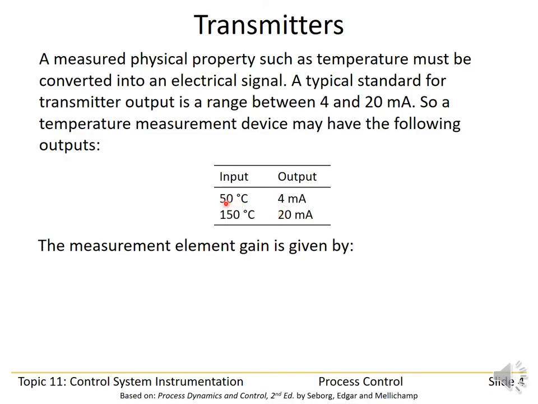Okay, we can define a gain for the measurement element. Just like we defined a steady state gain for a process, we can define a gain for this measurement element. Take a moment and think about how we might do that and how we could calculate the measurement element gain for this particular temperature transmitter.